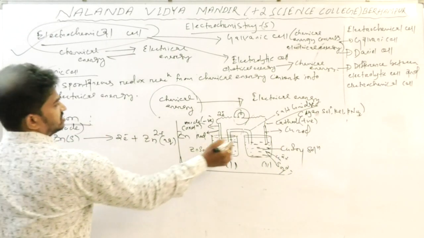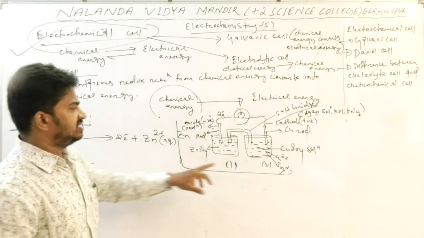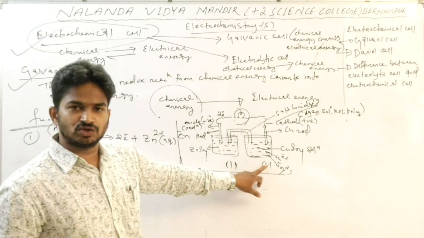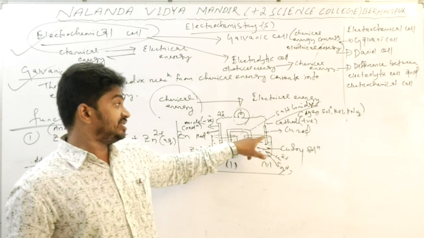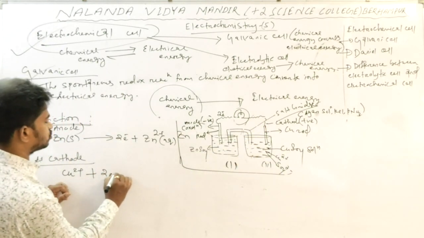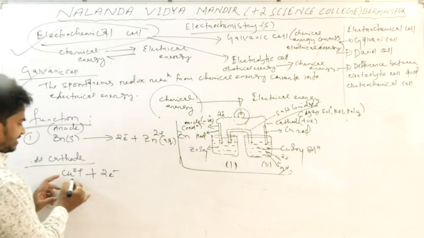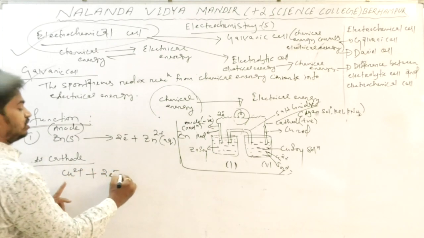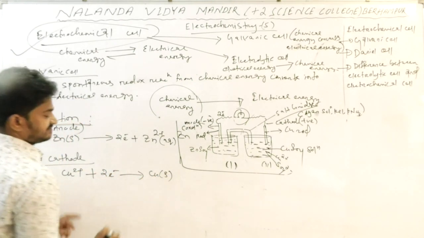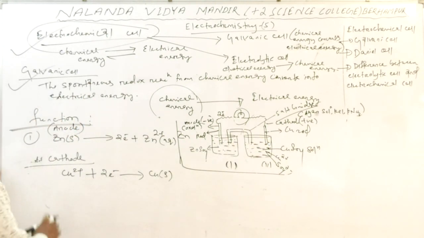So at the cathode, that is at the copper electrode, the Cu2+ ions released from the copper sulfate solution are deposited over that copper rod, and they accept 2 electrons released by the anode. So by accepting 2 electrons, Cu2+ changes to solid copper, or you can say here the copper deposition occurs. It is reduction. It is a reduction reaction.